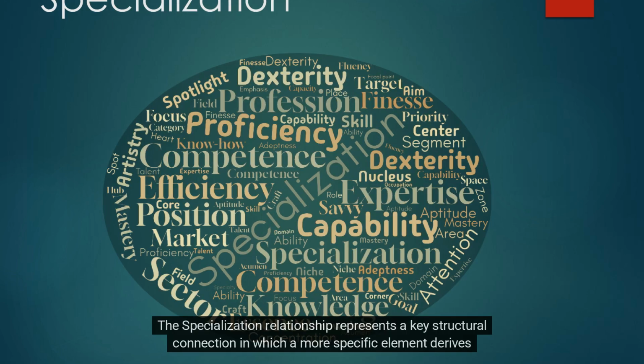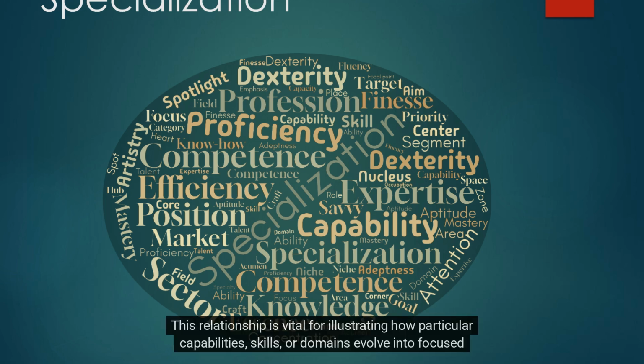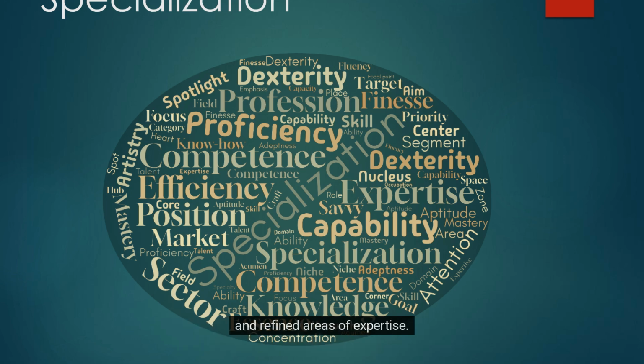The specialization relationship represents a key structural connection in which a more specific element derives its characteristics from a more general one, creating a hierarchical framework. This relationship is vital for illustrating how particular capabilities, skills, or domains evolve into focused and refined areas of expertise.